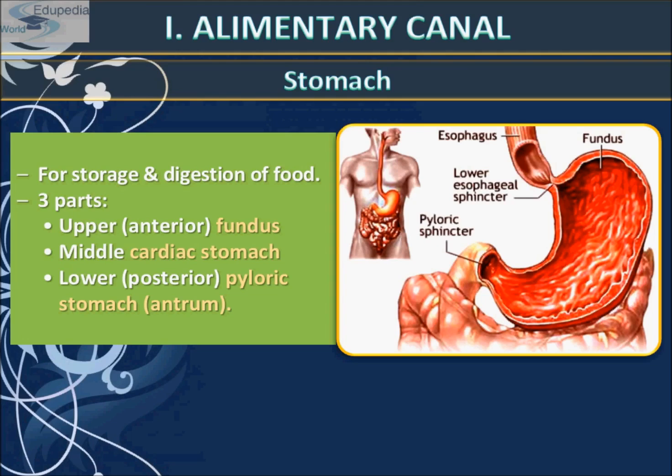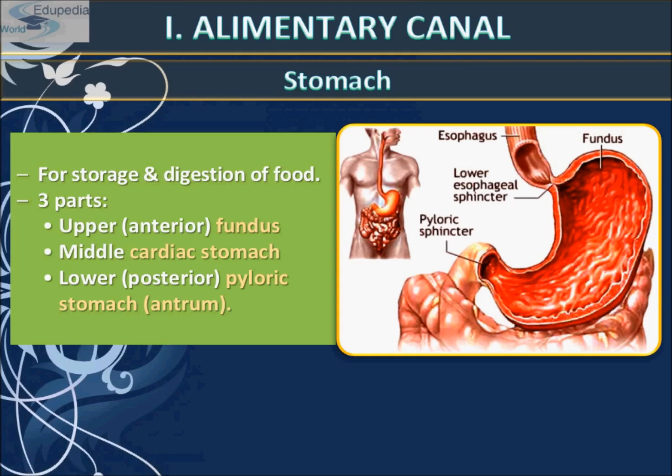The stomach is for storage and digestion of food. Please note that it has three parts. Upper is the fundus part, middle is the cardiac stomach part, and the third is the lower or posterior pyloric stomach, which is also known as the antrum. This is the esophagus. This is the food bolus which is about to enter the stomach. This part is known as the fundus. The middle part is known as the cardiac stomach, and the posterior lower part is known as the pyloric stomach or the antrum.